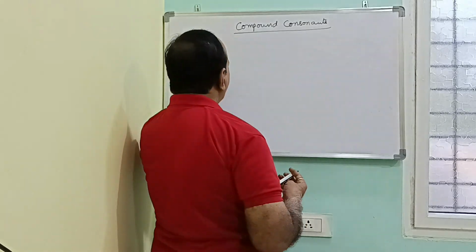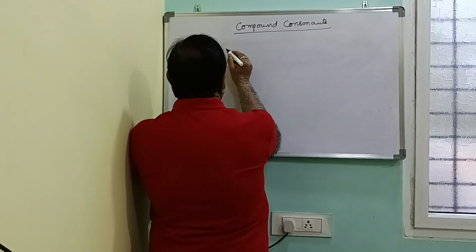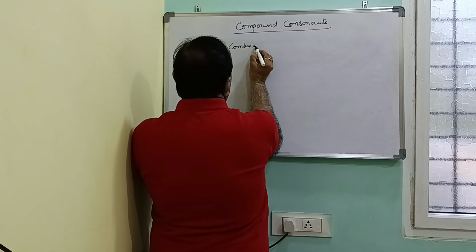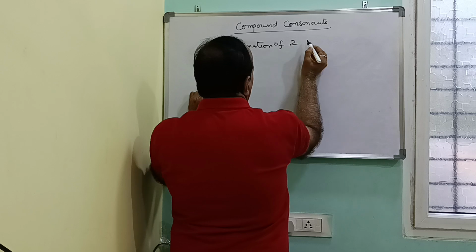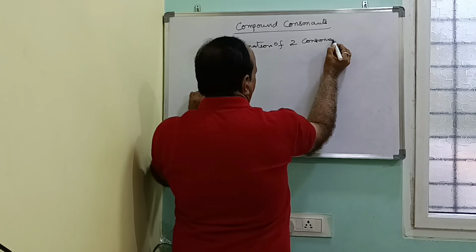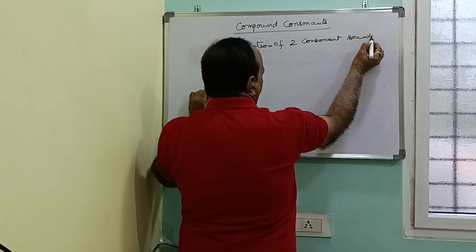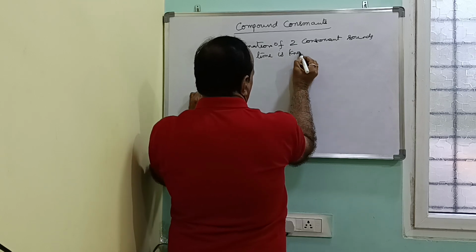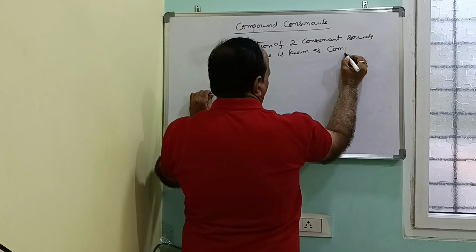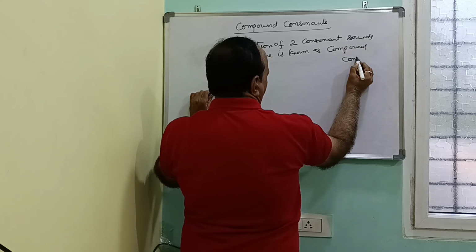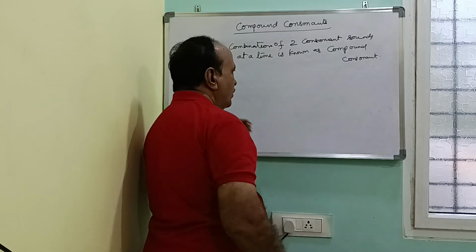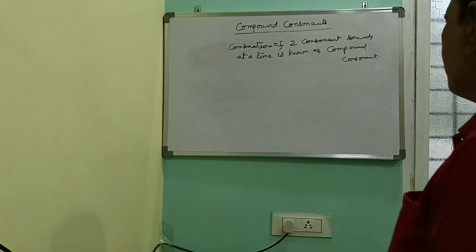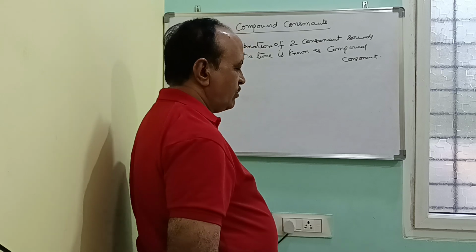I am going to the first compound consonant. Compound consonant means a combination of two consonant sounds at a time is known as compound consonant. This is the definition of compound consonant. Now I am coming to the first compound consonant.